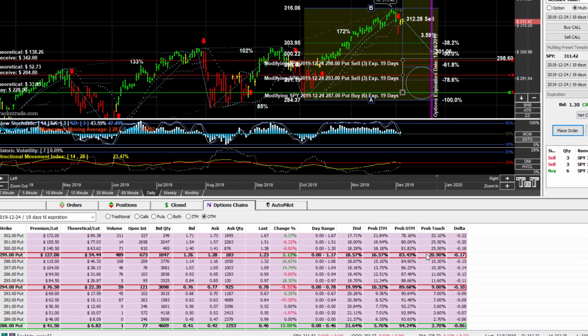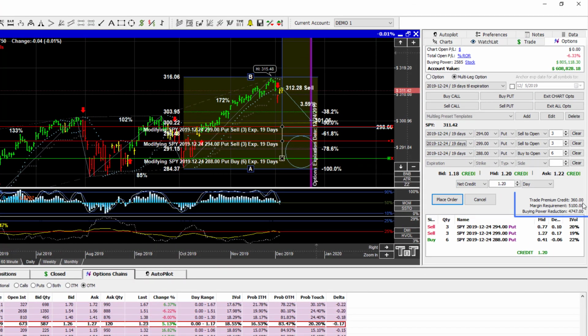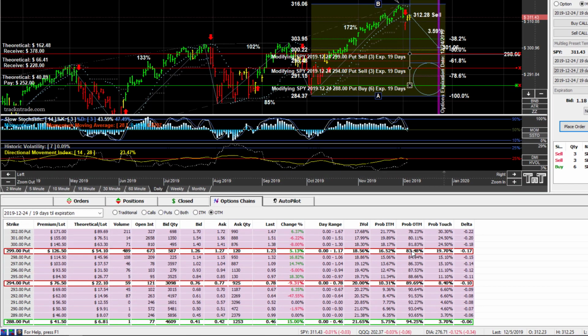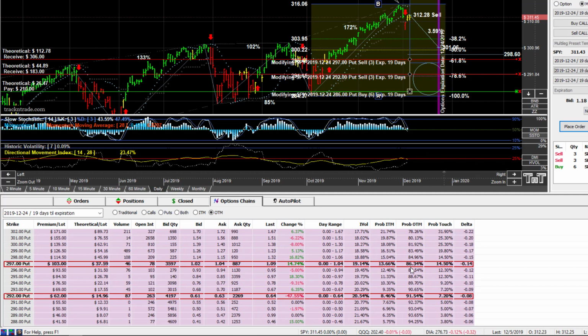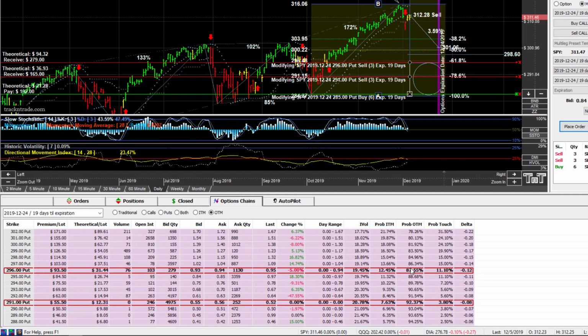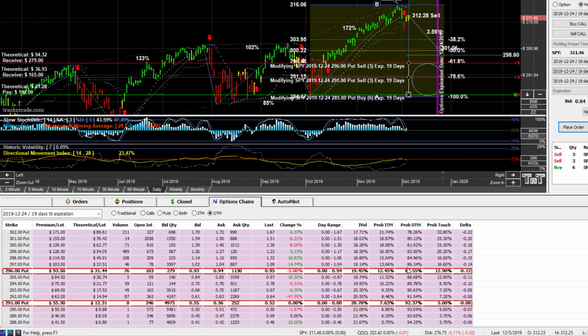And you can watch as you release the mouse, it's going to recalculate over here, and your math calculation is going to recalculate. Now at this level, we've got this thing moved up, and you can see the premium credit is $360 with a buying power reduction of $4,700. So again, you can hold down your control key and drag those to the new location. You can just watch it on the screen, and you can line those up with your Fibonacci lines on the screen, and that's right where I want mine.